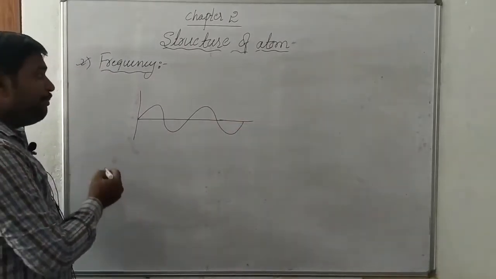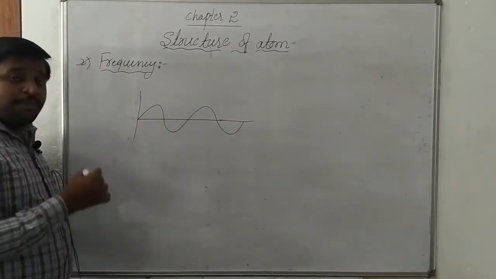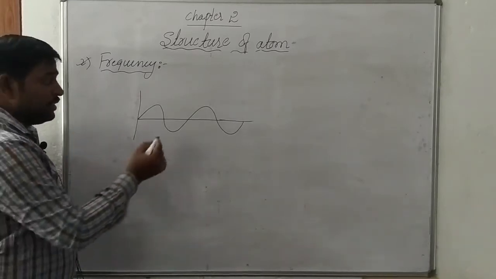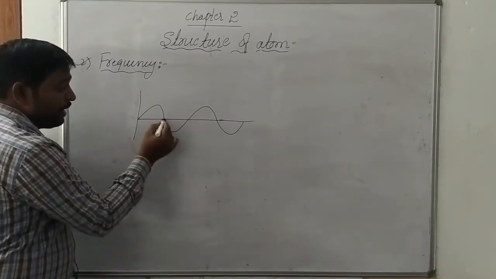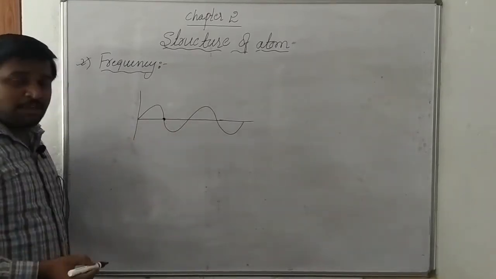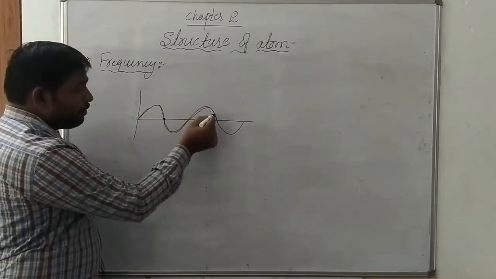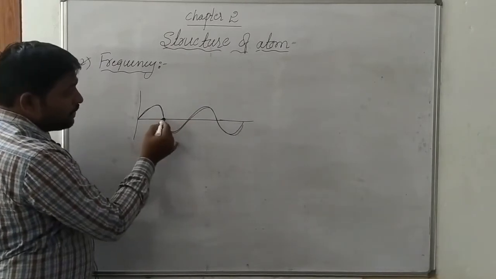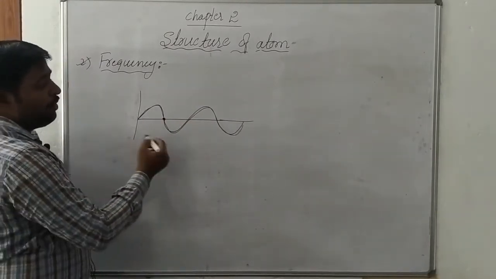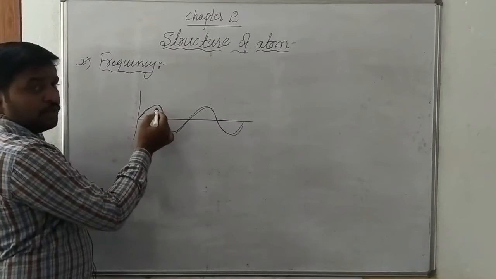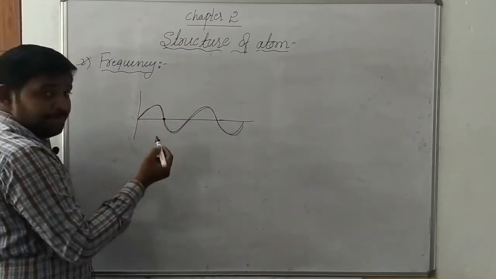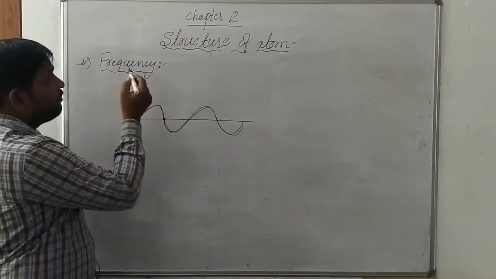The number of waves which are passing through a given particular point per second. I will choose this as a particular point. The number of waves which are passing through a given particular point is called frequency. How many waves? 1, 2, 3. So 3 waves passed per second is nothing but frequency.